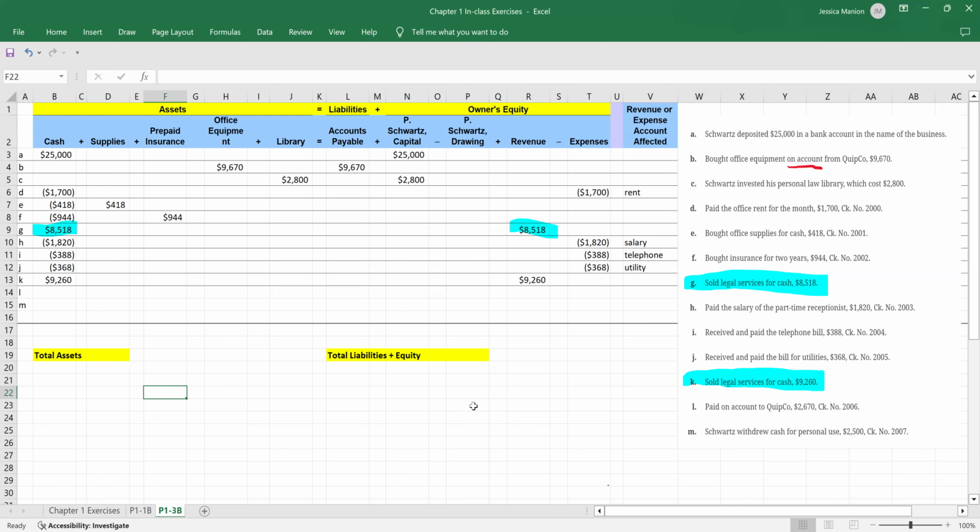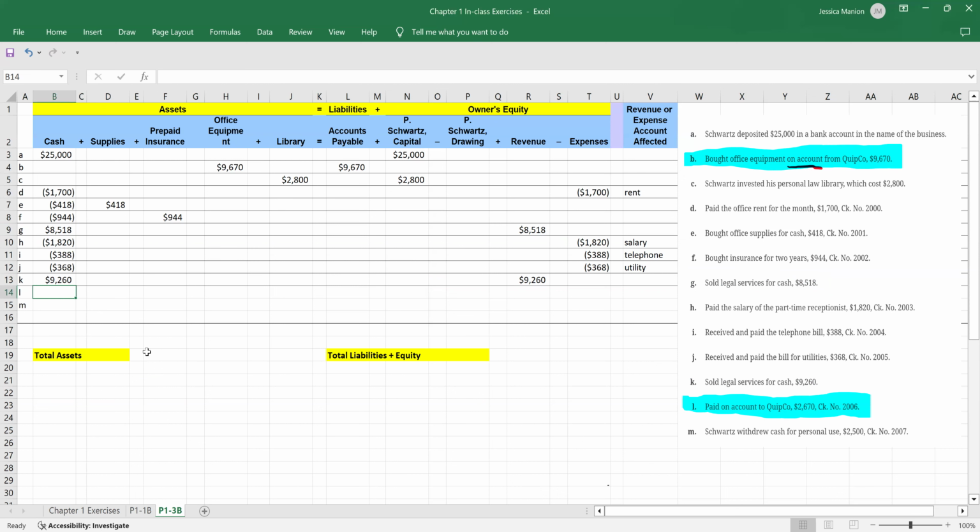All right. Letter L, paid on account to Quip Company. Okay, let me erase this and I will highlight this Quip Company. So remember this Quip Company, this was back here, letter B. We bought office equipment on account from Quip Company, $9,670. Now we're making a payment to them, $2,670. So we're paying on account. So we bought it on account. Now we're paying on account, right? We're making a payment. So just like if you or I were to pay on our credit card bill, negative 2,670 to cash. And now negative 2,670 to the liability.